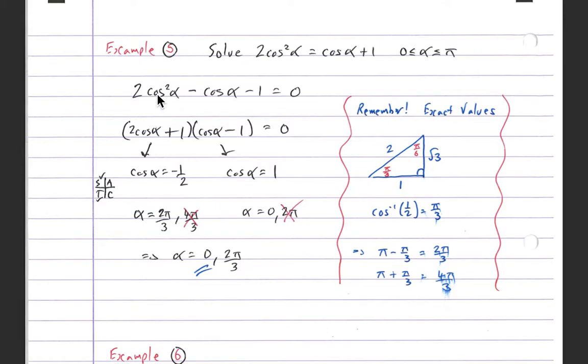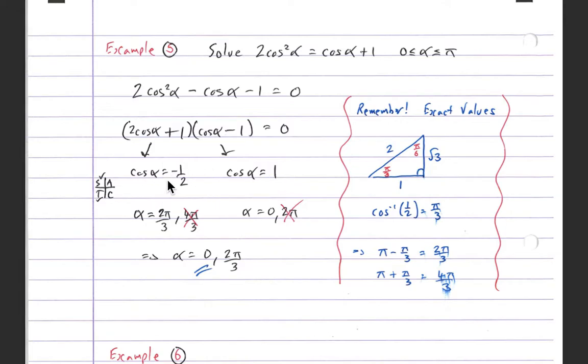So we rearrange it into the quadratic form, squared term and linear term and constant term. We factorise this expression, which will be 2 cos alpha plus 1, cos alpha minus 1 equals 0. We write down the two equations that need to be solved: cos alpha equals minus a half and cos alpha equals 1. And then we solve these.